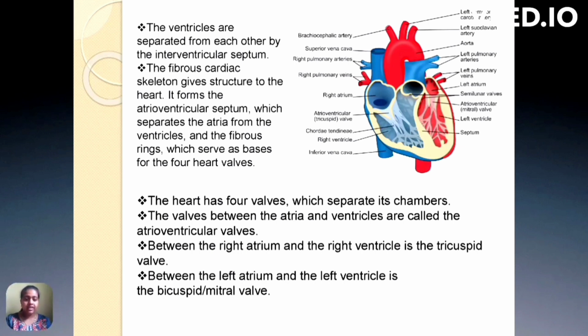Between the right atrium and the right ventricle is the tricuspid valve. Between the left atrium and the left ventricle is the bicuspid or the mitral valve.